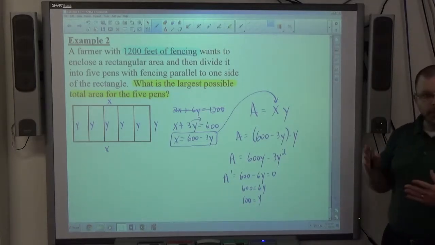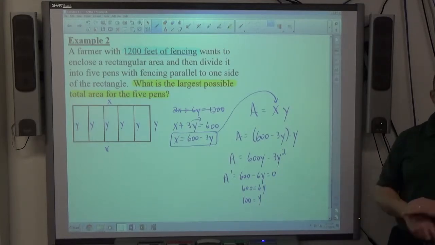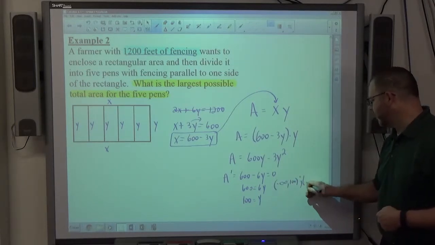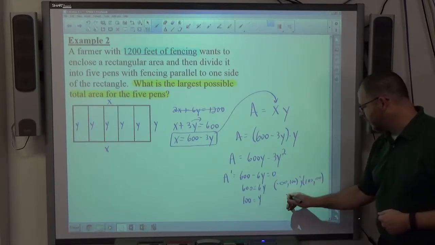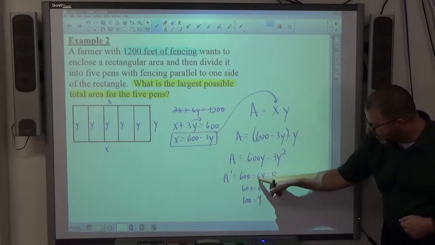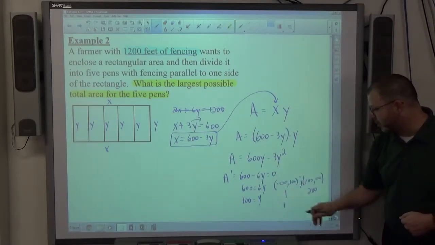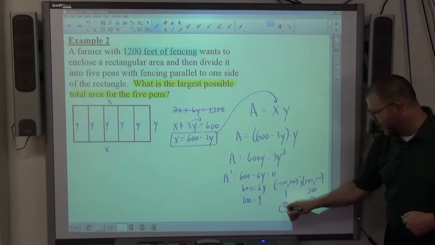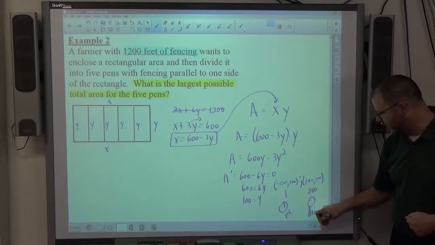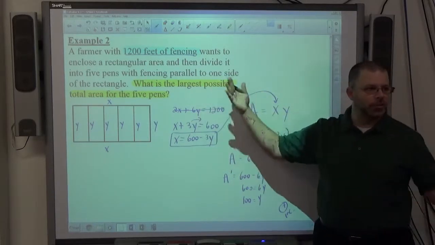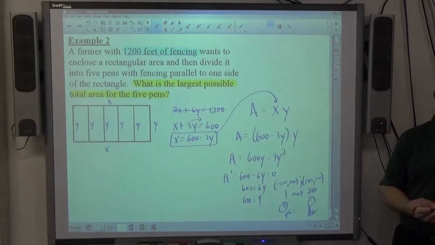All right. Now, if you only get one critical number, chances are that's what you're looking for. But just to verify, just to be safe, if I go from negative infinity to 100, and then from 100 to infinity, let's try 1 and 200. 6 times 1 is 6. 600 minus 6 is positive something. 6 times 200 is 1,200. 600 minus 1,200 is negative 600. So it increases, then it decreases at a critical number, which means the critical number is a maximum. We're trying to find the largest, which is a maximum. So that verifies that we found what we're looking for, right?